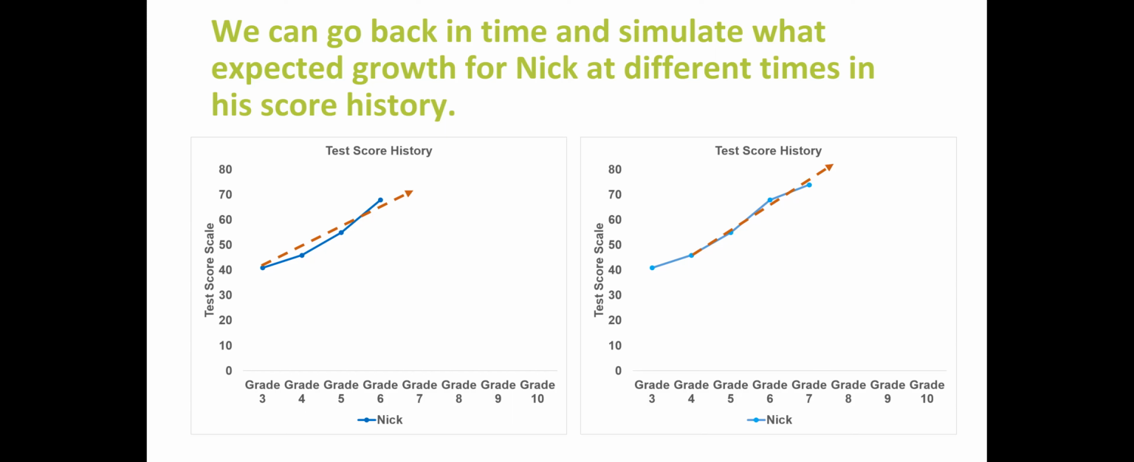So look at where Nick would be expected to achieve in grade 8 based on his achievement story from grades 4 through 7. We can see that he's been progressing at a pretty steep rate each year. And so even though grade 7 is a little less steep than grade 6, we still expect his score to be higher in grade 8.